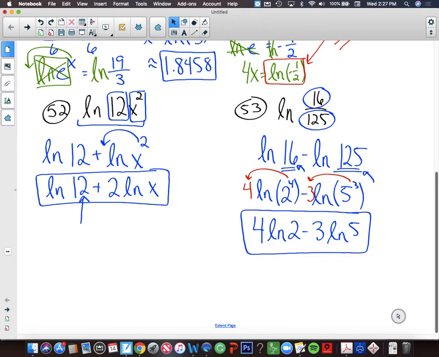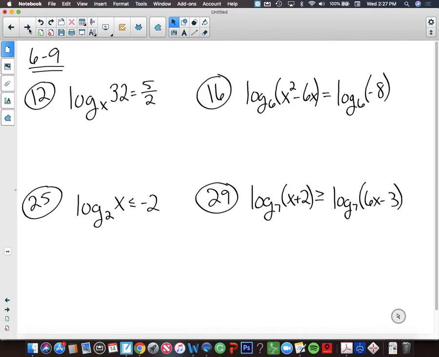Okay, so that is the homework questions that I felt you would have from 6-8. Now jumping to 6-9. So those 4 right there.